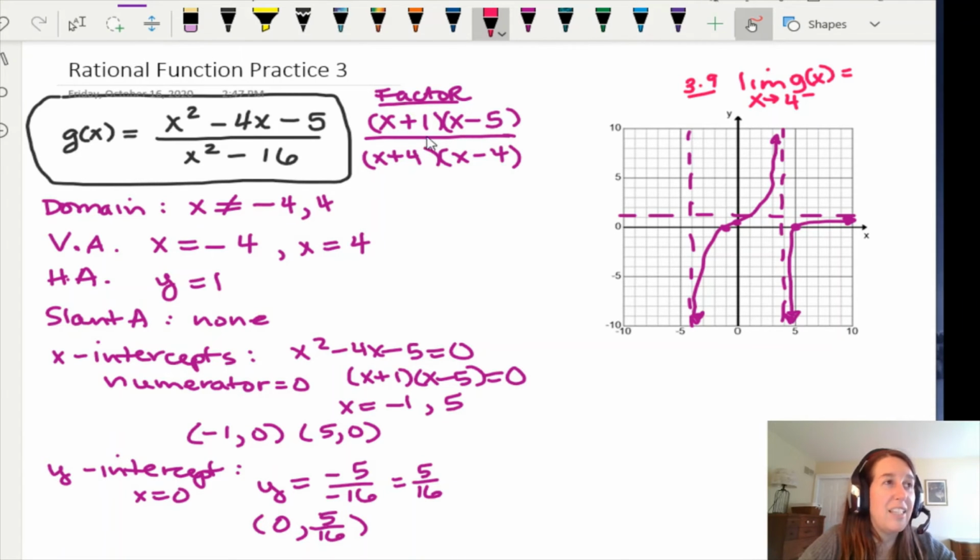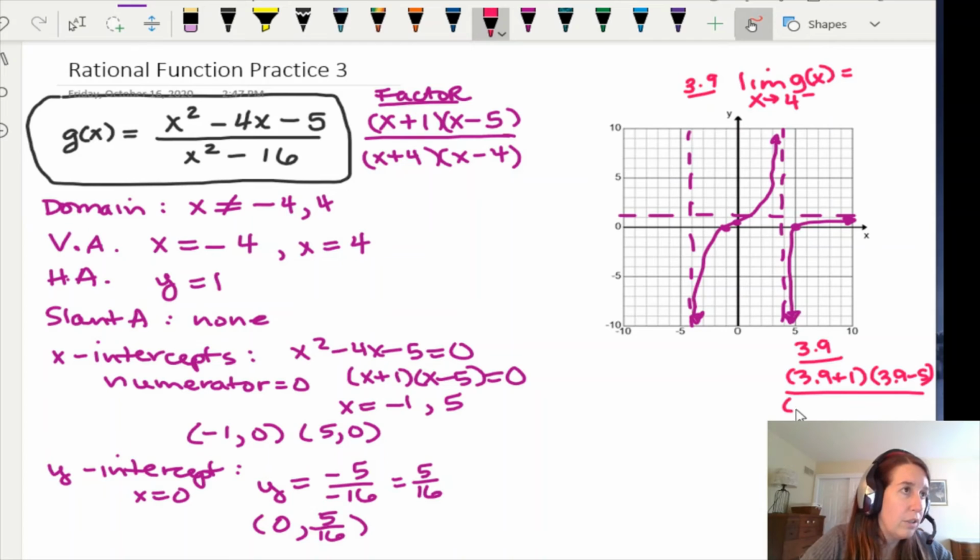And I guess it's easiest usually to do that in factored form. So if I'm putting in 3.9, I'll do it down here because I don't need a limit over here because I know them. So I have some space. I'm going to put in 3.9 plus 1, 3.9 minus 5 over 3.9 plus 4 and 3.9 minus 4. Remember we don't really need the actual numbers, we just need to see whether things are positive or negative.